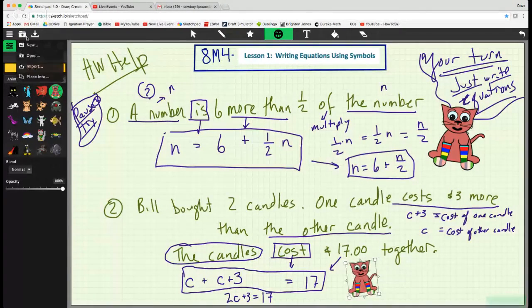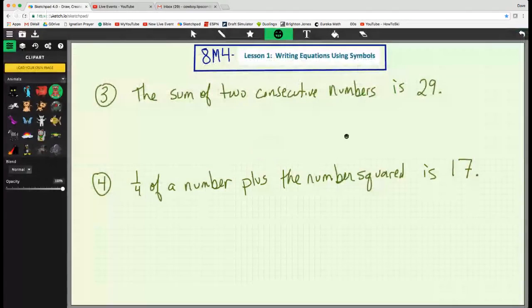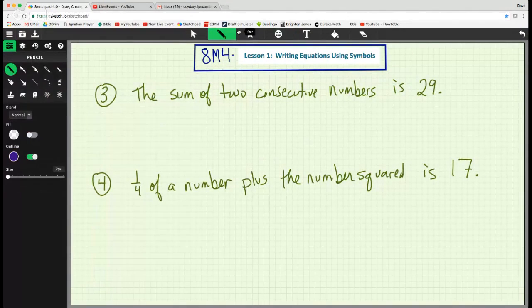Okay, let's move along to homework problem number 3 and 4. The sum of 2 consecutive numbers is 29. All right. Let's change this one. 2 consecutive even numbers.